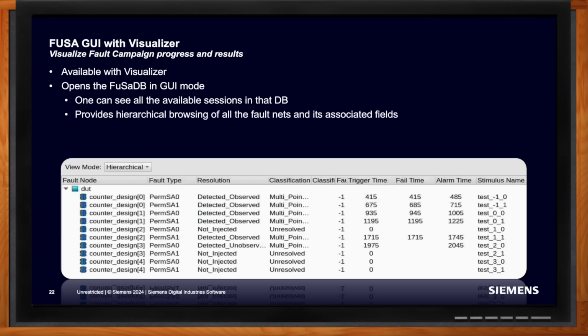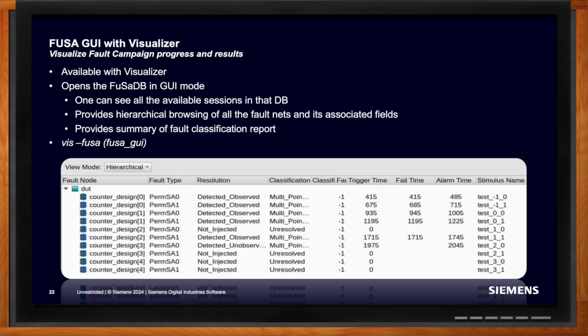So you can see all of your sessions. You can have hierarchical browsing of the fault nests so that you can see at an IP by IP, hierarchy level by hierarchy level. And it provides a final summary and a fault classification report. So it gives the user a very nice, simple view of everything that's happening in the fault campaign FuSa database.